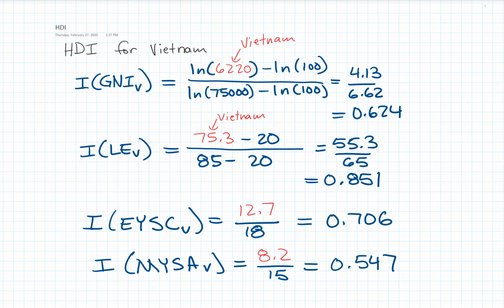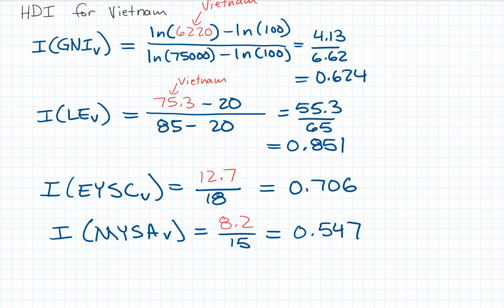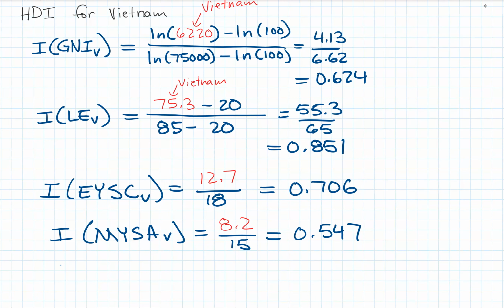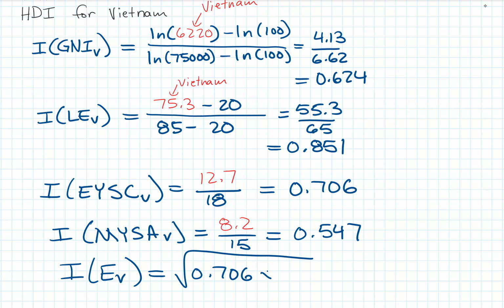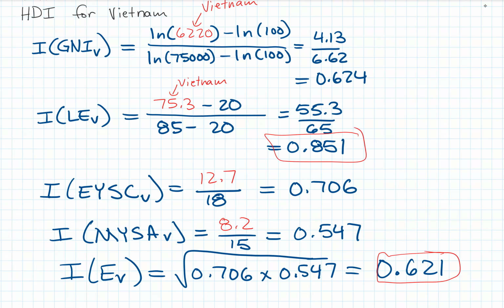And then finally, we need to turn this into the education index for Vietnam. We're just going to put these two things together. So this is 0.706 times 0.547, and we're taking the square root of them. This is called getting a geometric mean, and we end up with 0.621. Okay, so we got this number, that's education, and that's our life expectancy, and that is our income.